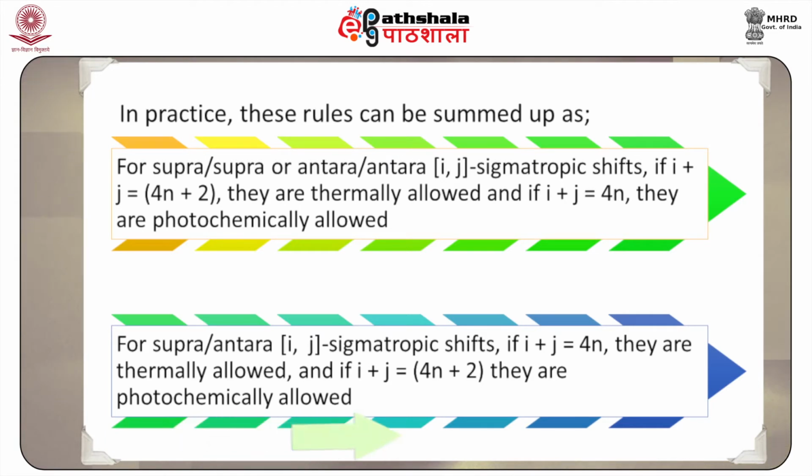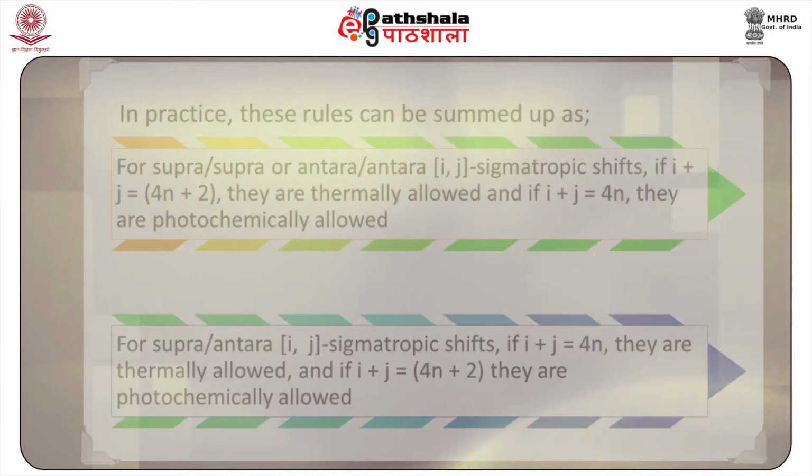For supra-antara i,j sigmatropic shifts, if i plus j is equal to 4n, they are thermally allowed, and if i plus j is equal to 4n plus 2, they are photochemically allowed.